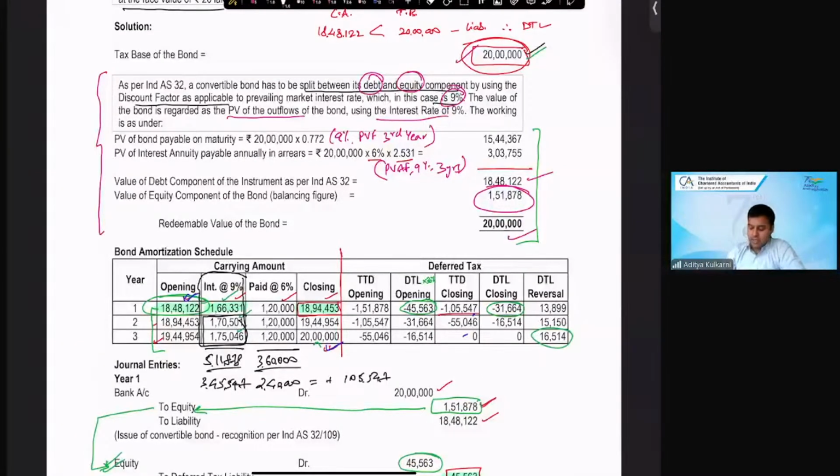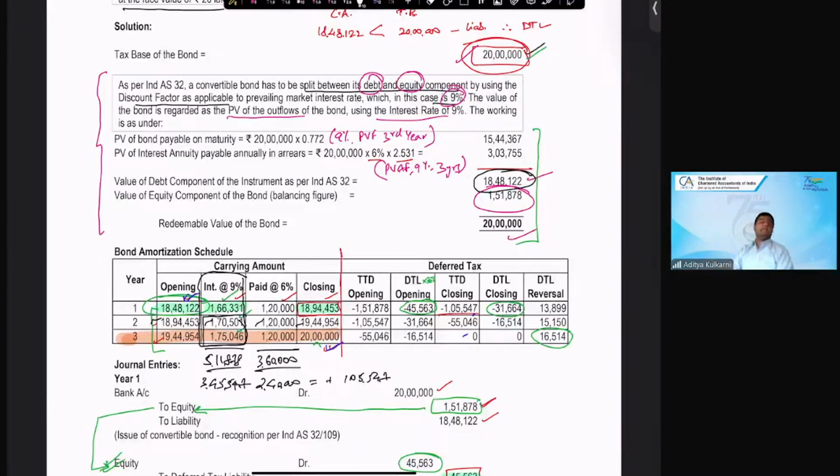So now when you look at your bond, how does it move? 18,48,000 is your opening value. Interest will be now at the rate of 9% because that is the market rate of interest. You have paid 6%. So 18,94,453. That is your opening, interest, paid, closing. So that comes to 20 lakhs. Are you okay so far? I have covered up till here.